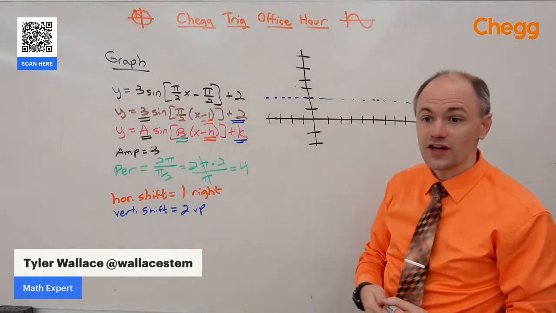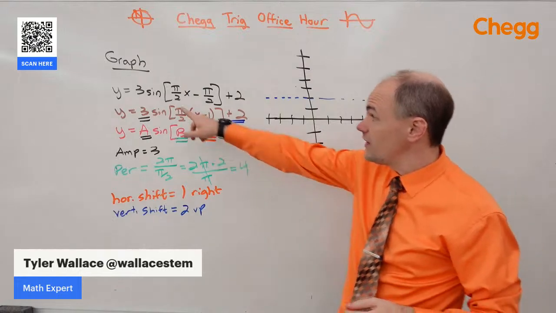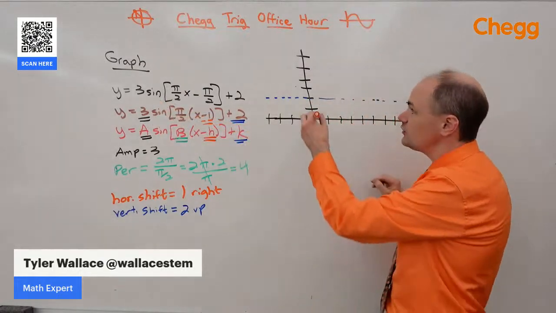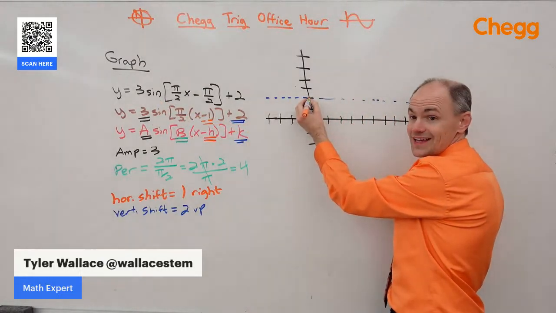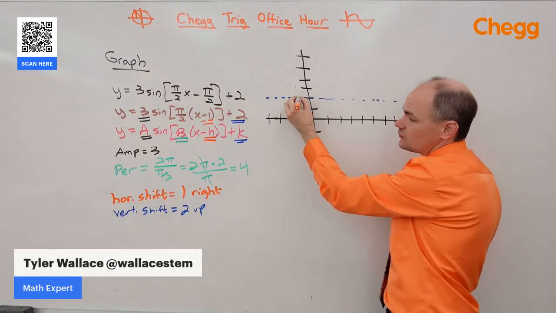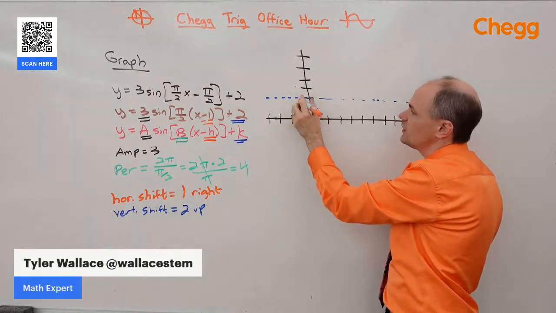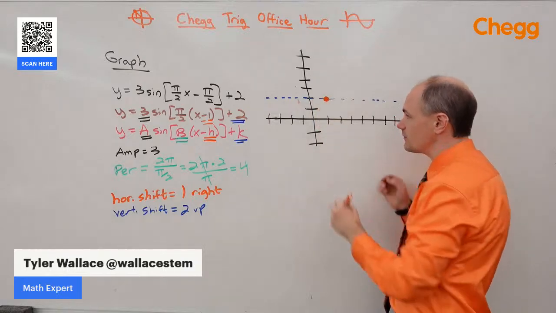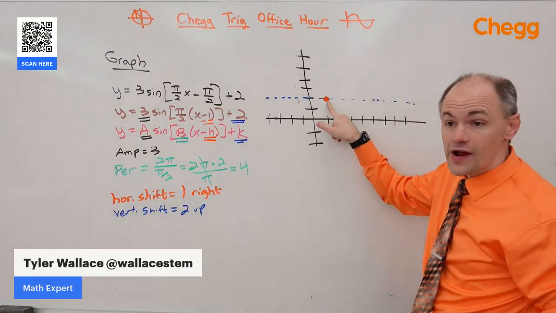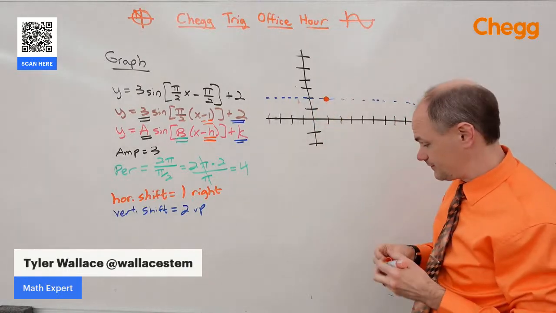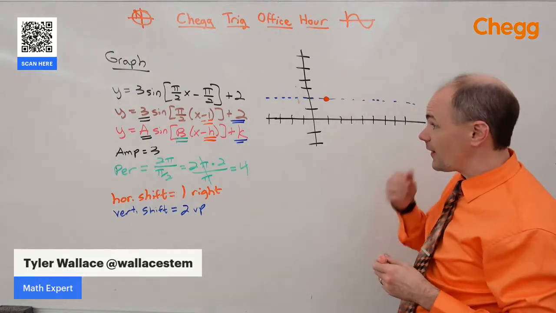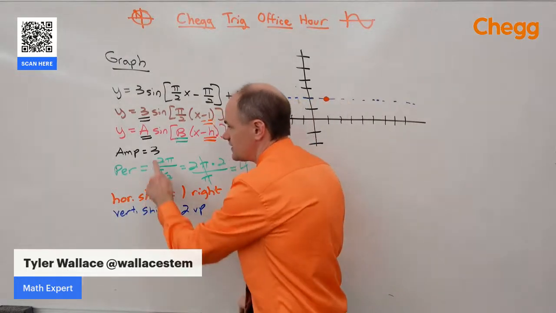Next, I'm looking at this horizontal shift of 1 to the right. We have a sine curve. Sine normally starts right on the midline, but that's going to shift 1 to the right. I just went left. 1 to the right, which means the starting point for my graph is right here at 1.